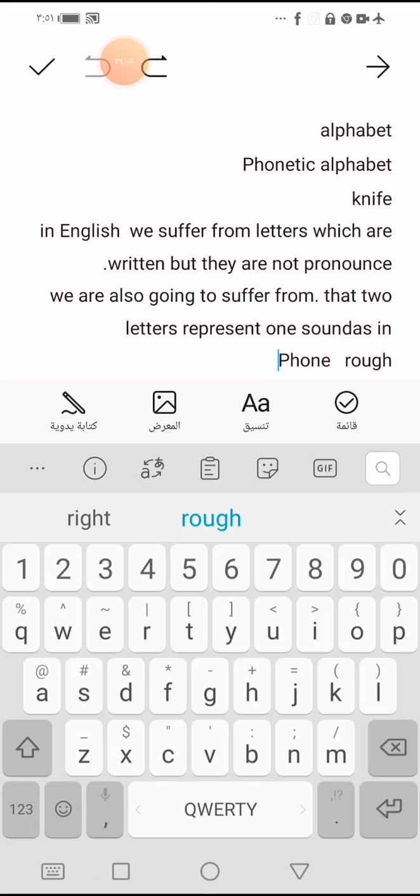The sufferings are, first of all, letters which are written but are not pronounced, as in the word knife. What else? The second suffering. What is the second suffering? The second suffering is that we are going to have 2 letters. These letters are pronounced as what? One sound. Right. What else are the sufferings?